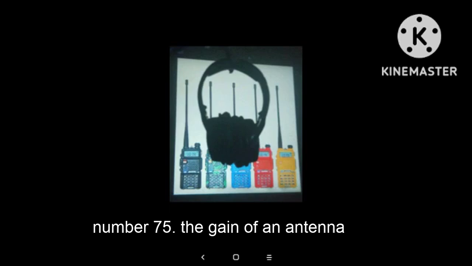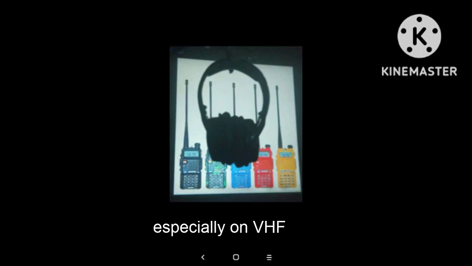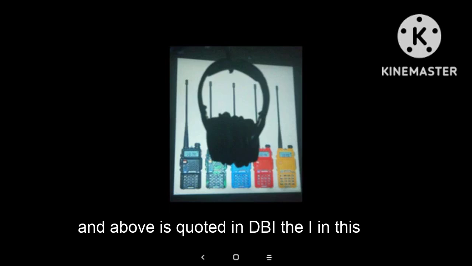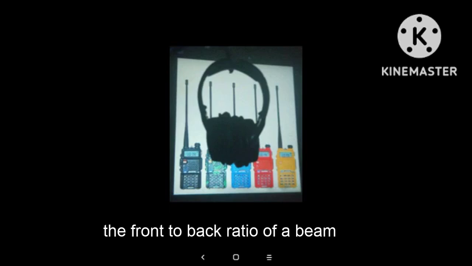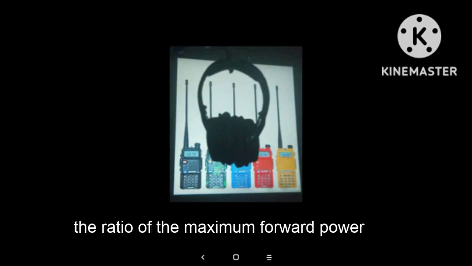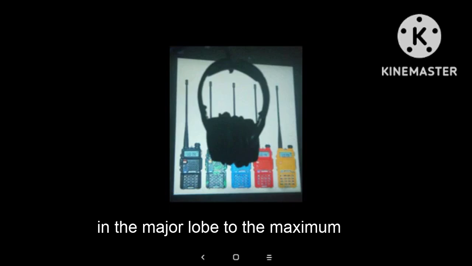Number 75. The gain of an antenna, especially on VHF and above, is quoted in dBi. The I in this expression stands for isotropic. Number 76. The front-to-back ratio of a beam antenna is the ratio of the maximum forward power in the major lobe to the maximum backward power radiation.